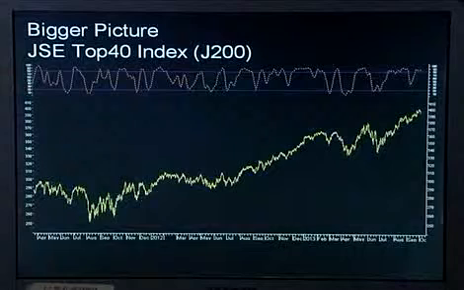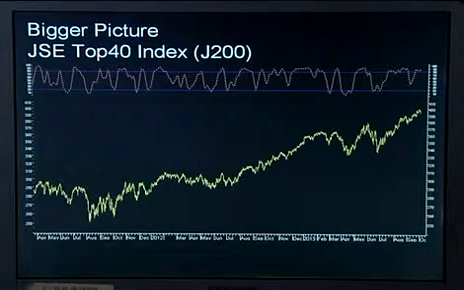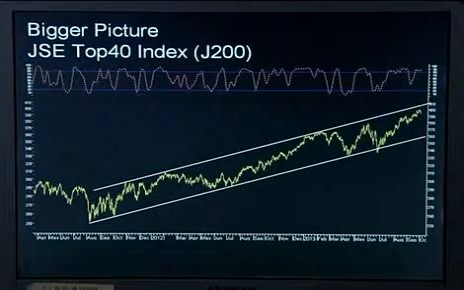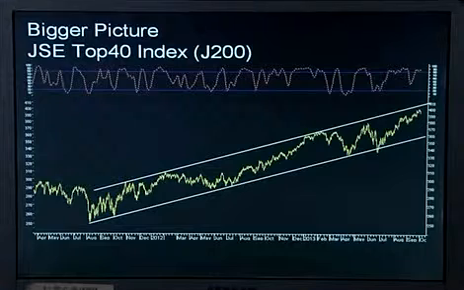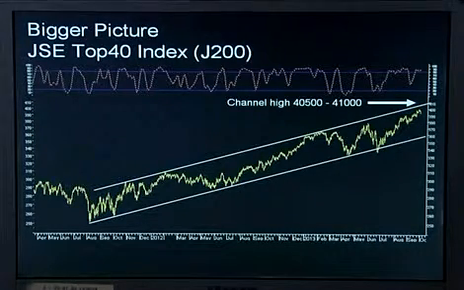Let's quickly have a look at the chart of the top 40, which I've got up on the screen at the moment. Now, what you can see there is the trade over the last 2.5 years or so that I'm showing here. What's quite evident here is that there's a very clearly well-defined upward channel that the market's been trading in for the last 2 years or so. And you can see that we're heading up towards the top of that channel at the moment. The resistance or the top of this channel comes in at around about 40,500 to 41,000, that sort of area.